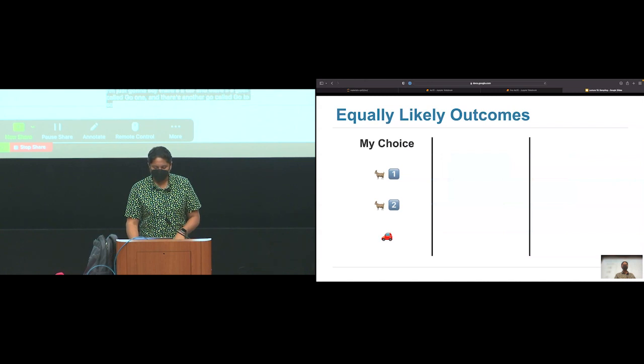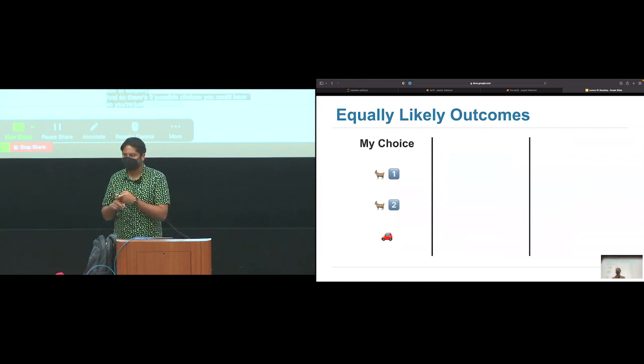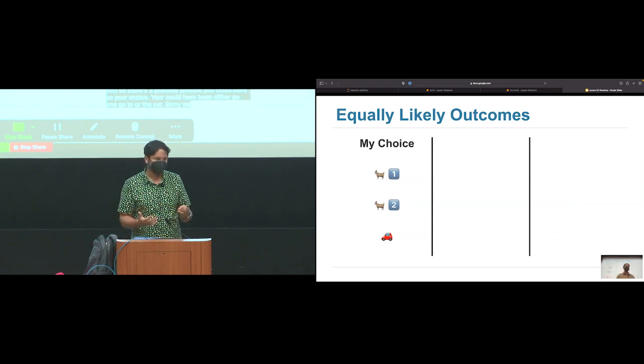And so there's 3 possible choices you could have. Your choice could have been either goat 1, goat 2, or the car. We don't know what it is, but those are the 3 possible options, right? Each of these is a 1/3 chance.